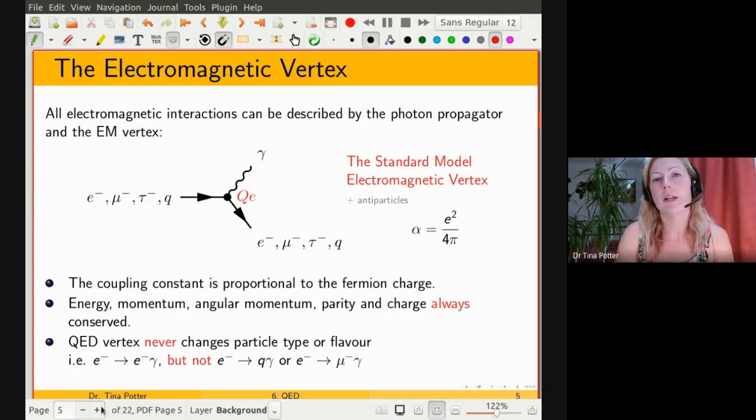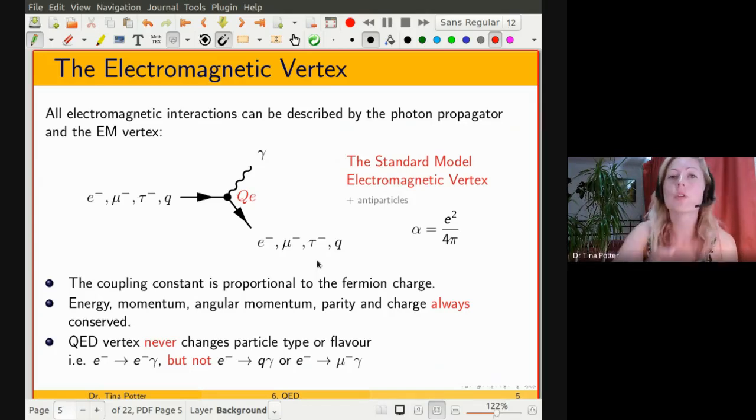So let's have a look at our electromagnetic vertex for our Feynman diagrams here. We can have any charged particle in the standard model, whether it be unit charge, electron, muon, tau, or our fractionally charged quarks. They can emit a virtual photon. So if you want a full physical process, there has to be another vertex here, of course. The charge of that particle is unchanged. So this is conserved throughout these electromagnetic interactions. And also the flavor of the particle is unchanged.